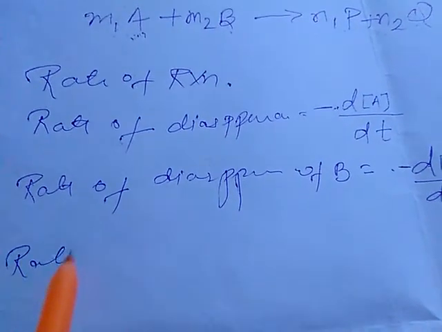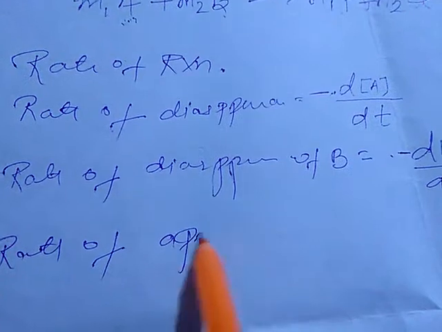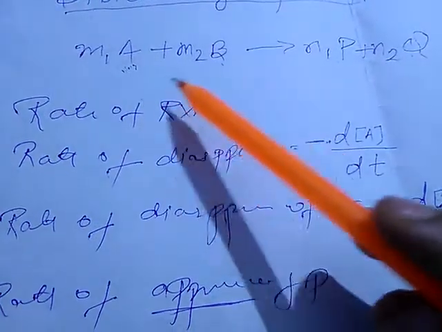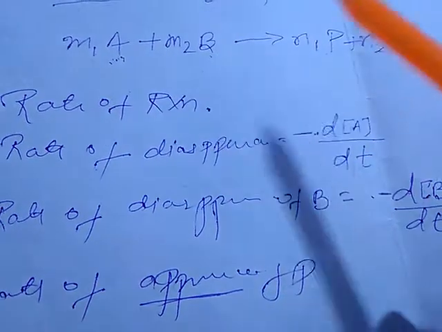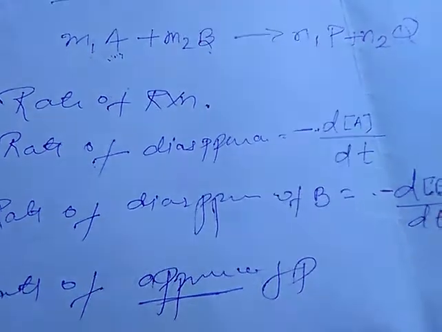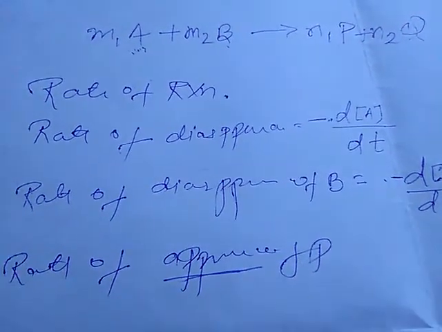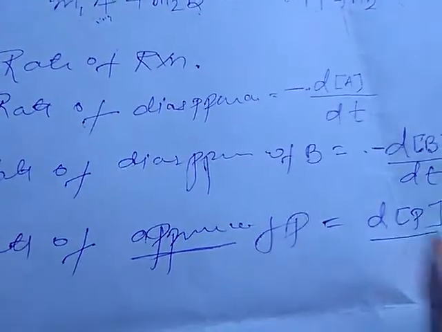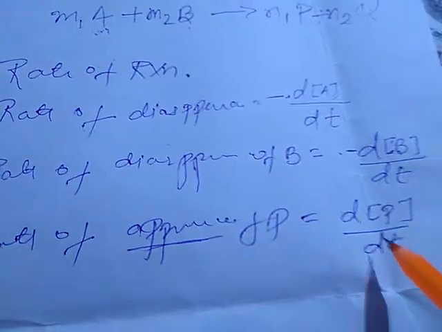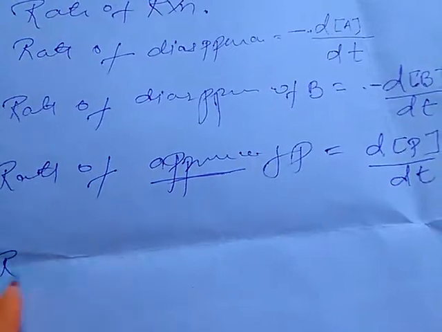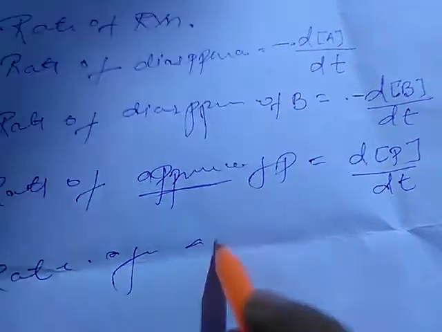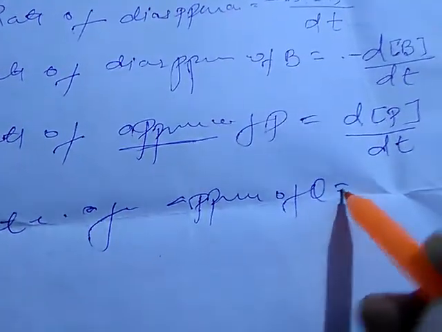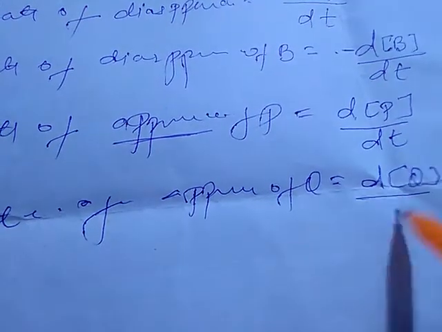Now rate of appearance of P. Here appearance means formation, because A and B are reactants, being consumed and converted into products P and Q. So rate of appearance of P means rate of formation of P. It will be equal to d concentration of P by dt. Plus sign would be present because it is being formed in the reaction. And finally, rate of appearance of Q would be equal to d concentration of Q by dt.